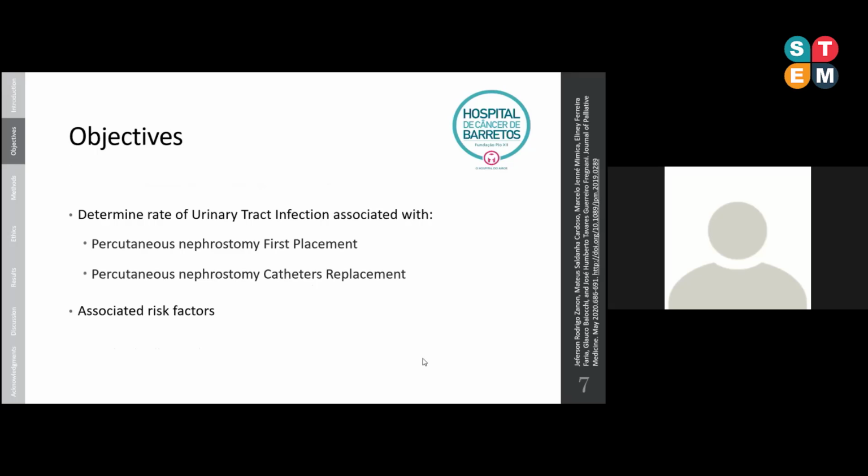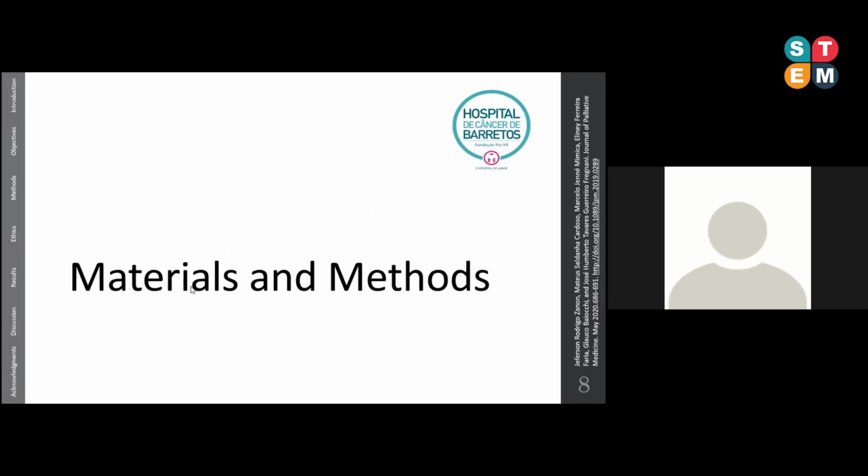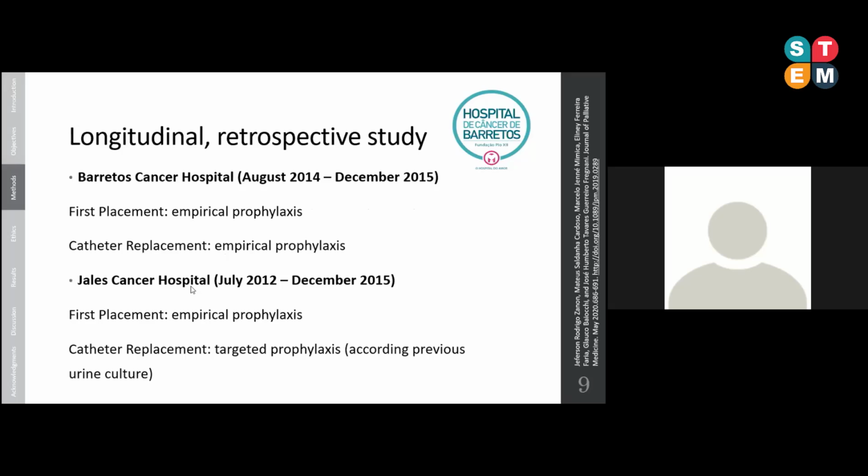These were our objectives. We were trying to determine the rate of urinary tract infection associated with first placement of percutaneous nephrostomy catheter and catheter replacement. And we tried to find some associated risk factors. We conducted a longitudinal retrospective study analyzing data from patient reports in two hospitals of the same institution, Barretos Cancer Hospital and Jales Cancer Hospital.